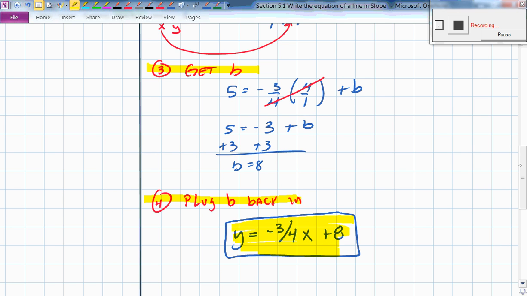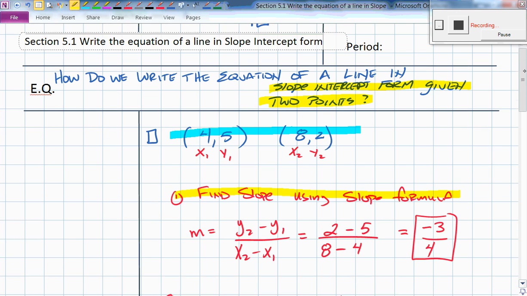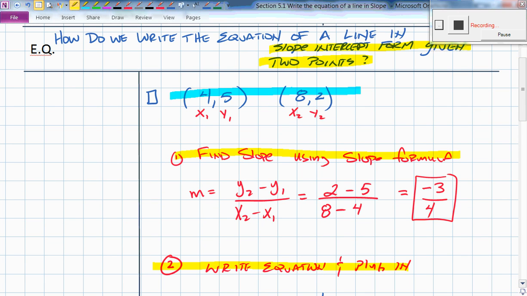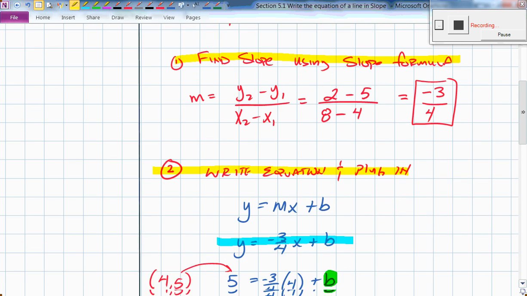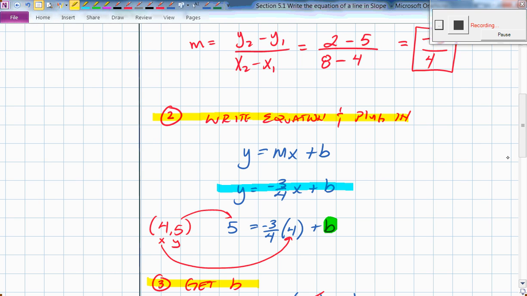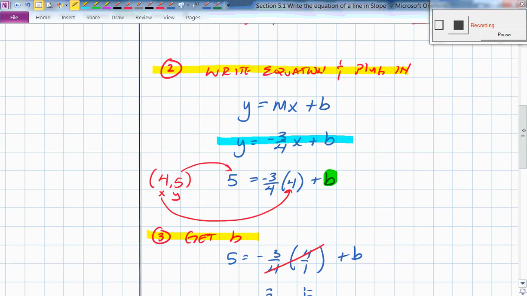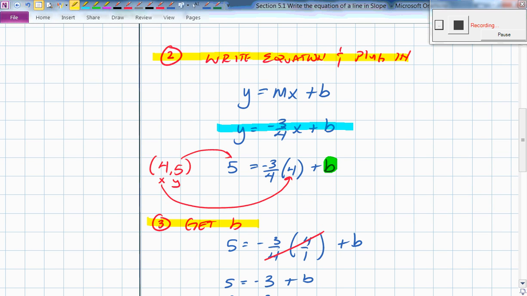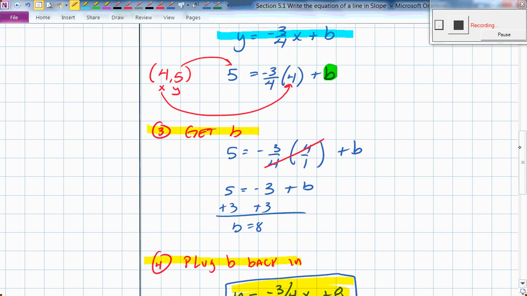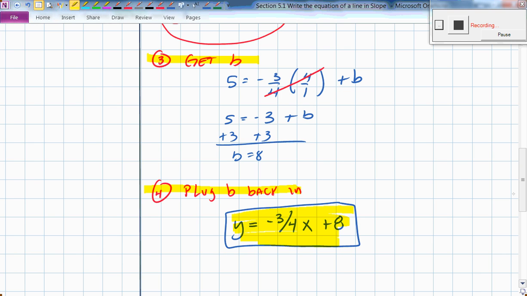So let's review the process. Step number 1, find the slope using the slope formula. Step number 2, write the equation and plug in. So we have y equals mx plus b. We plug in the slope, and we plug in any x or y value. We've been given 2 of them. You can choose any one of the 2 that you want to. After you've plugged in, step 3 is to get b. We use algebra to get b by itself. And finally, step number 4 is to plug b back in and write your equation.